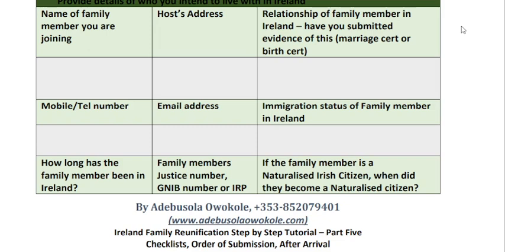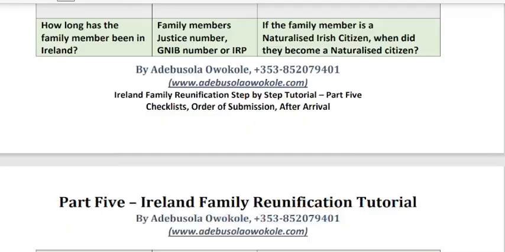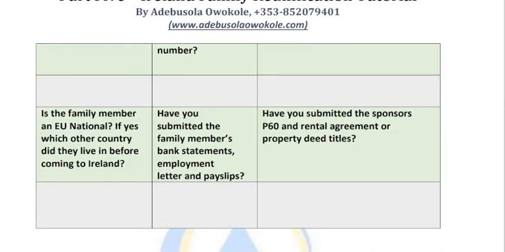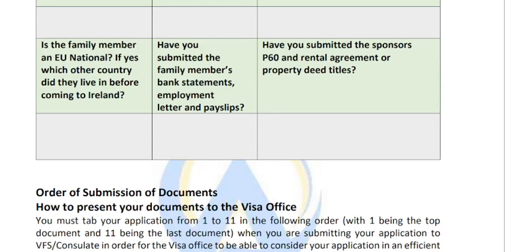And you also need to specify if the person has already been naturalized as an Irish citizen, or exactly when they became an Irish citizen. You need to include that in the letter you have written as well. Now that is just a checklist for the host, and you also need to include if the family member is a national of another European country. You need to state that on the letter as well.